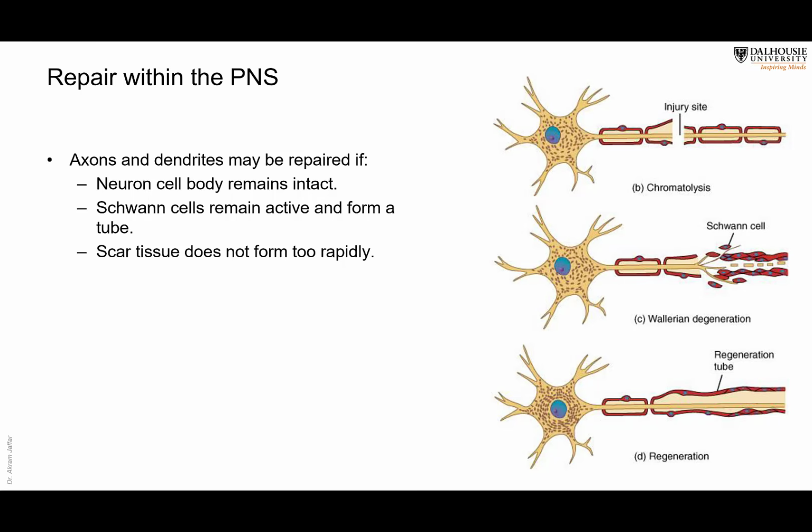And as we know, Schwann cells are glial cells. They can multiply, so they multiply and provide the new tunnel. So we have to have the neuron cell body remain intact, Schwann cells remain active, and scar tissue not form too rapidly. That's why sometimes, if they just suture the wound and don't take care, there will be scar tissue in between the two pieces of nerve, and the nerve cannot grow. So they have to bring the two pieces together, approximate them, in order not to produce scar tissue, connective tissue that obstructs the sprouting axons.